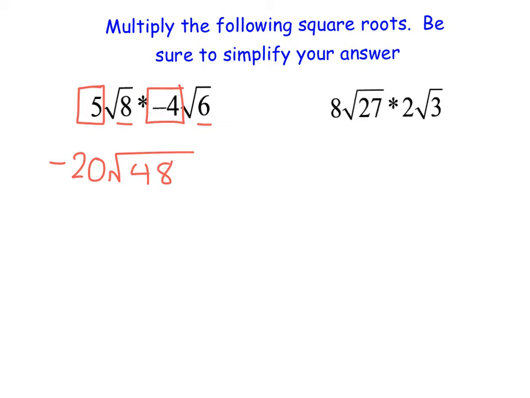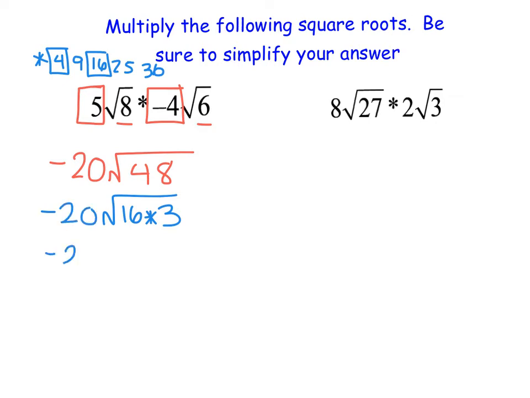Now I notice that 48 is not a perfect square this time around, but if I look at some of the perfect squares that are less than 48, I can see, well, everything's divisible by 1, so I don't count that one, but I can see that 48 is divisible by both 4 and 16. So I'm going to pick 16 because it's a bigger factor. And I'm going to rewrite the square root of 48 as 16 times 3.